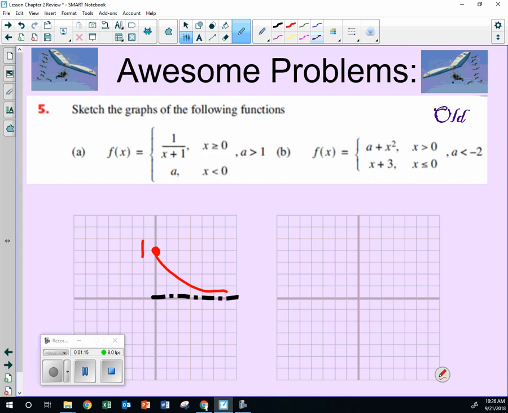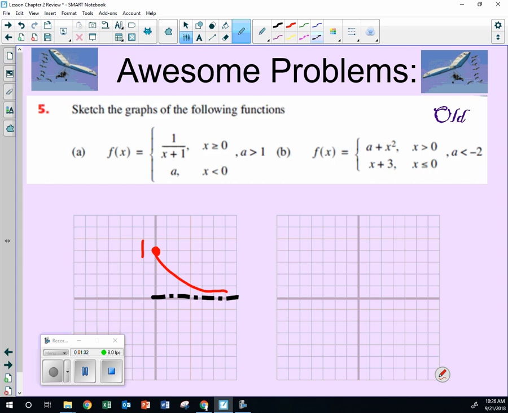So I move this over. Let's do it a different way. Let's plug in a 0. 1 over 0 plus 1 is 1. Let's put in a 1. 1 over 2 is a half. 1 over 3 is a third. Can you see how this nice, graceful little thing is going to appear?